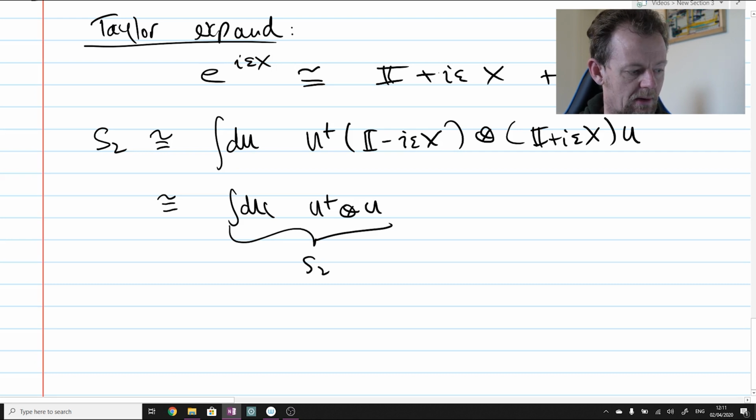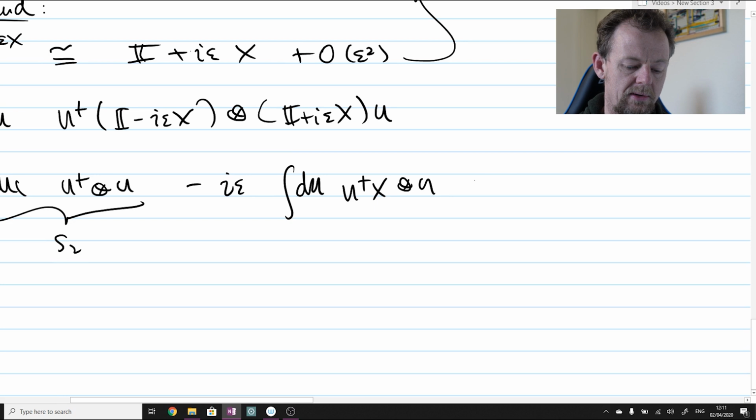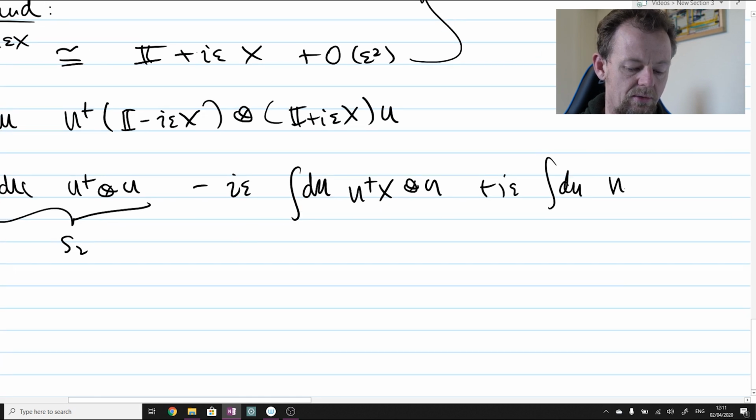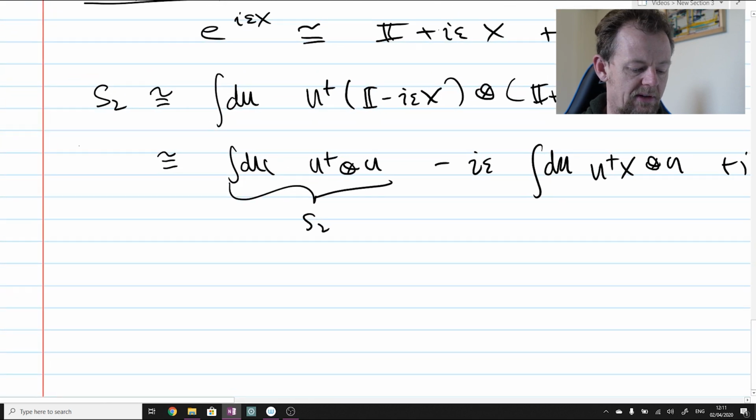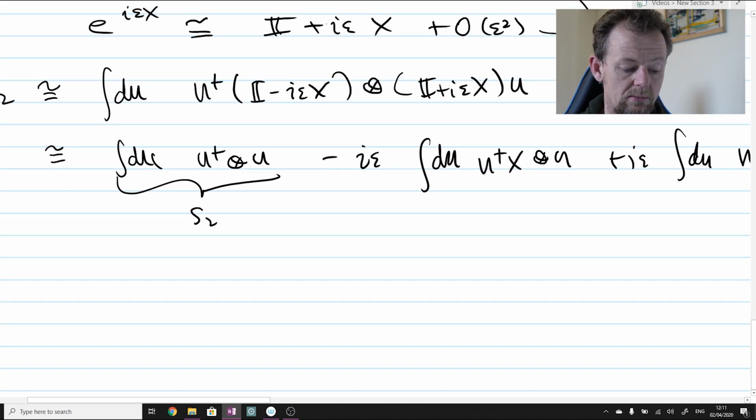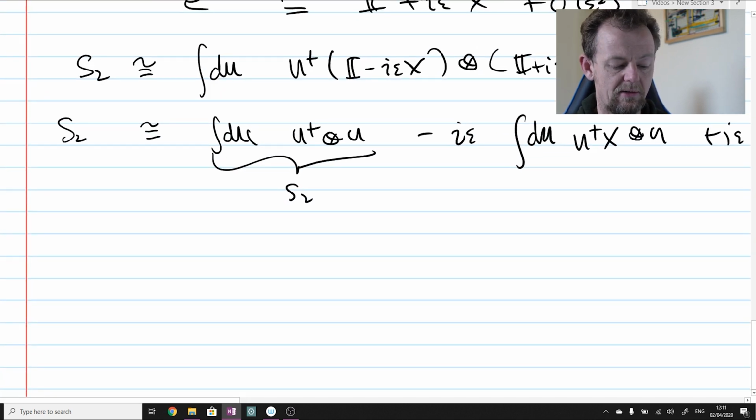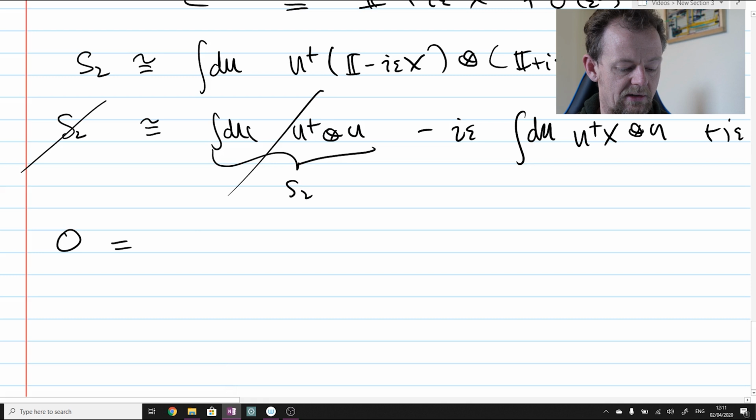And then we also end up with a second expression. And that second expression looks like this. We've got integral du u dagger x tensor u plus i epsilon integral du u dagger tensor x u. Now, remember, the left-hand side and the right-hand side are equal in the first line to order epsilon. Since S2 appears on the left-hand side and the right-hand side, the S2s have to cancel. And so the consequence of this is we learn that to first order, the following identity must be true.